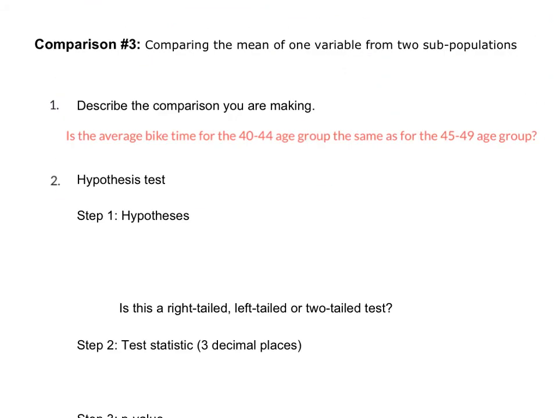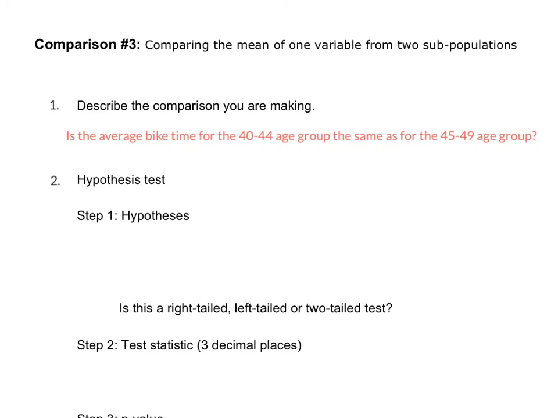The next comparison is comparing the mean of one variable from two subpopulations. The comparison I'm making is expressed with the question, is the average bike time for the 40 to 44 age group the same as the 45 to 49 age group? So the two subpopulations are the two age groups, and the variable is the bike time.